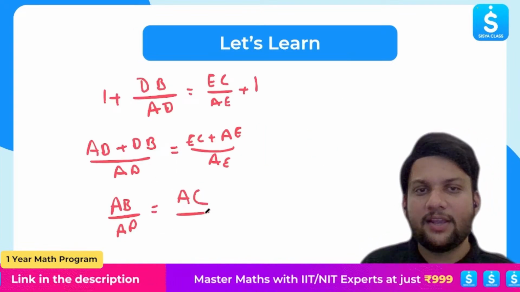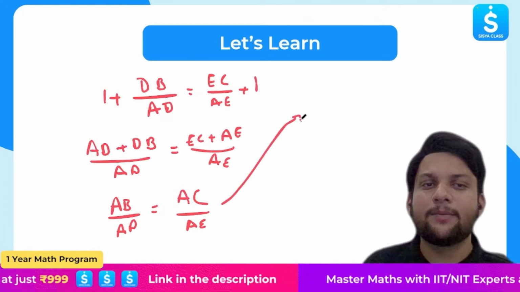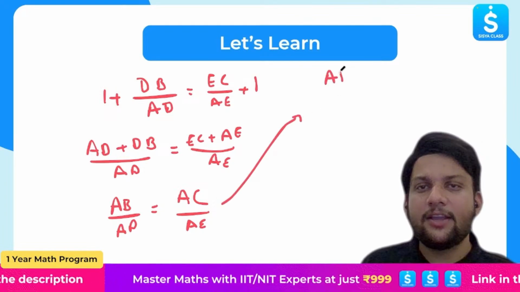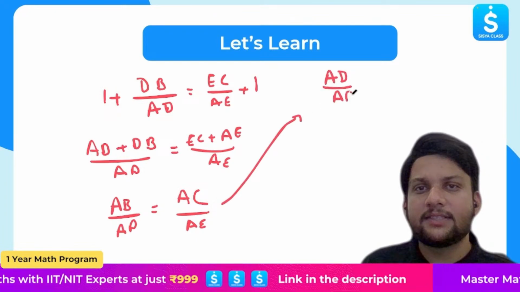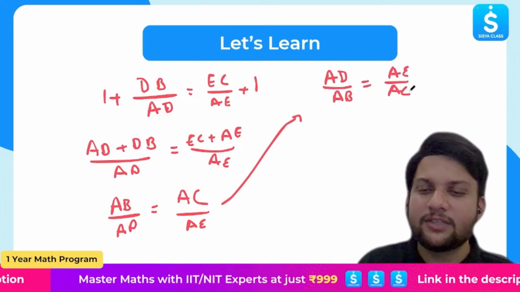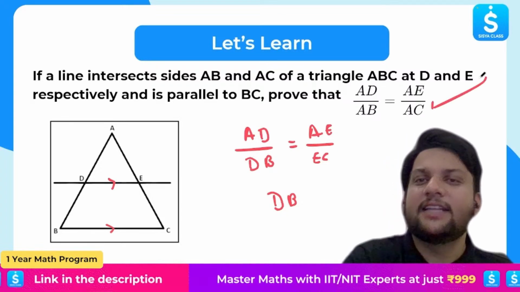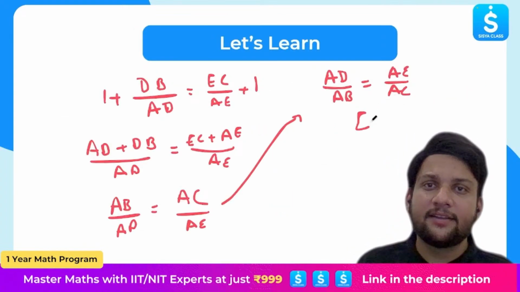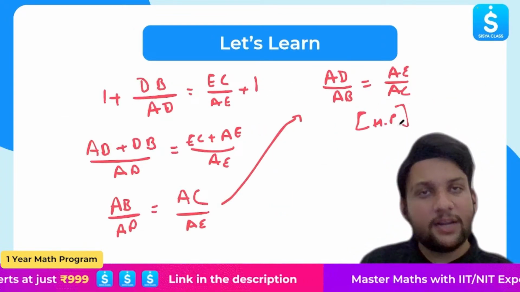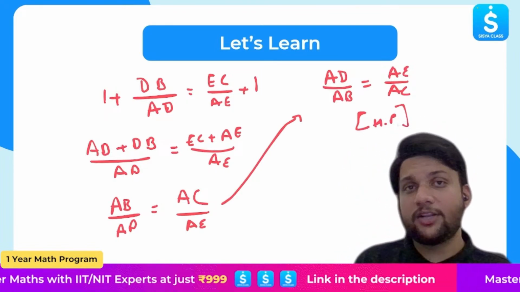AC over AE. What I'm going to do next, I'm just going to take the reciprocal once more. What I'm going to get, AD over AB is equal to AE over AC. And what was required from this? We have to prove AD by AB equals AE by AC, hence proved, right? Now you understand the application of this theorem. That is why it is one of the most important theorems.